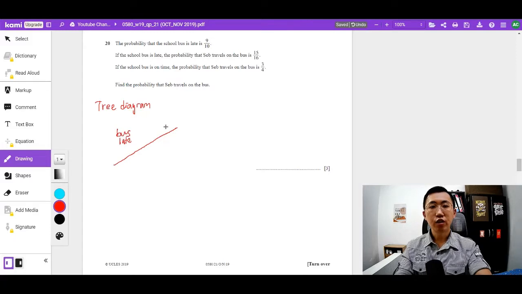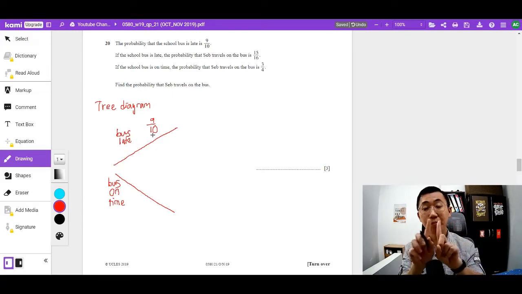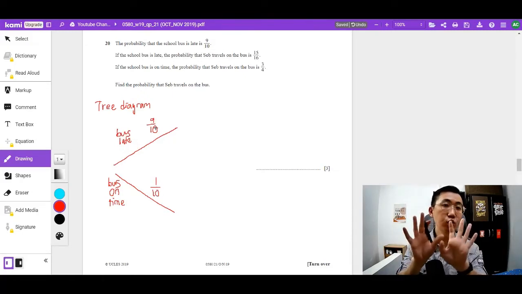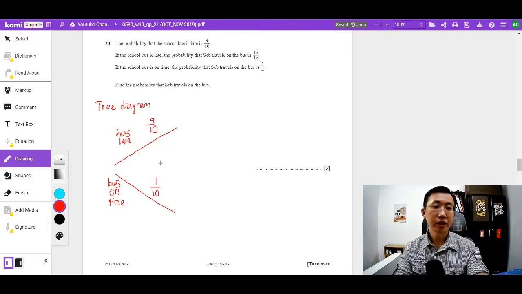Okay, and you are going to write the probability 9 over 10. So it means that the other branch must be bus on time. So you write bus on time. Remember that these two probabilities, this branch and this branch, add up to 1. So the remaining part right here is actually 1 over 10. This one you need to practice a little bit. If this is 9, this must be 1, okay? As long as both add up to 10 over 10, that is the probability to become 1, right?